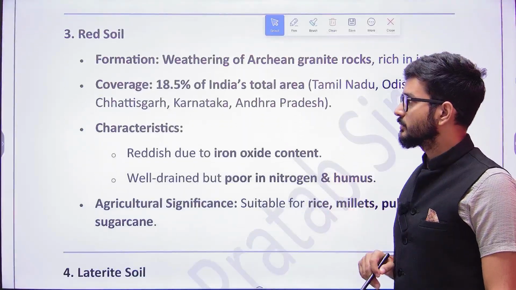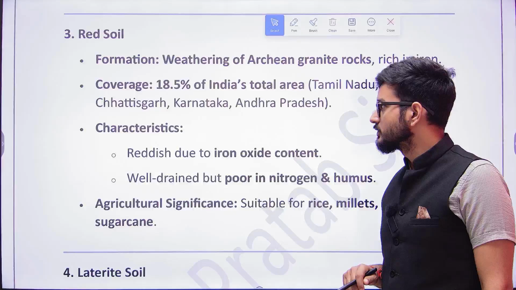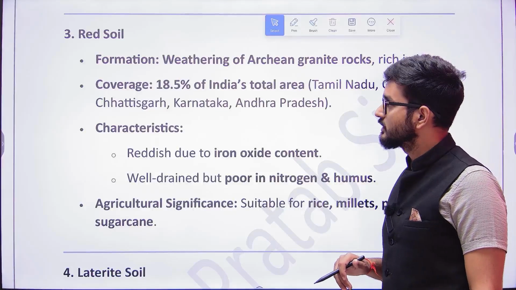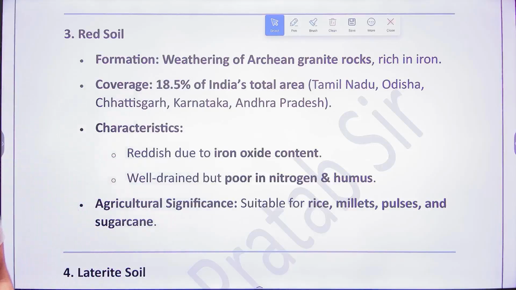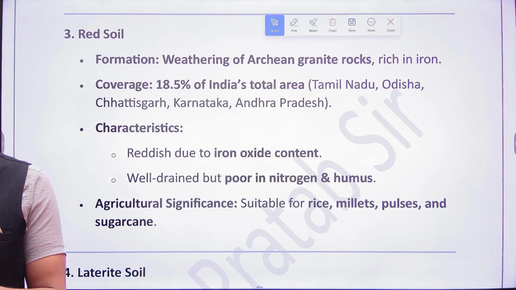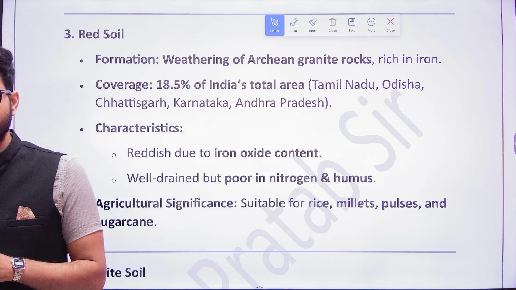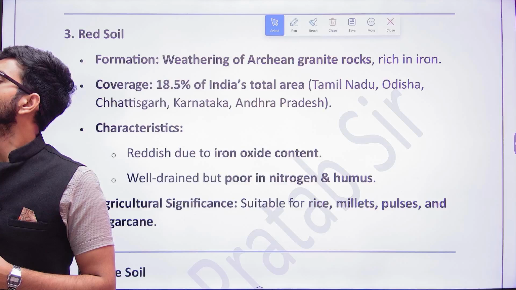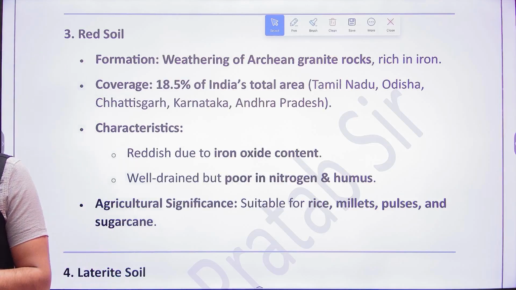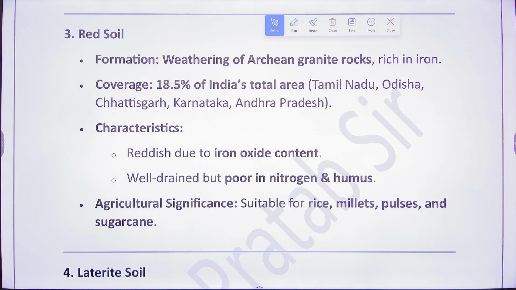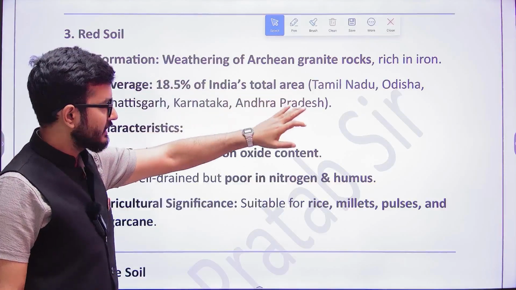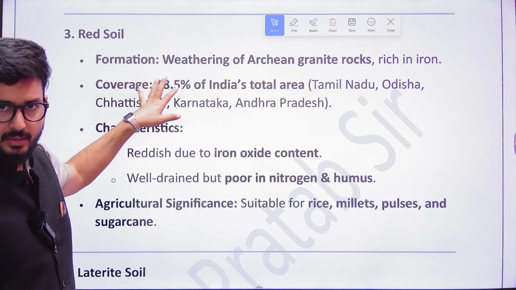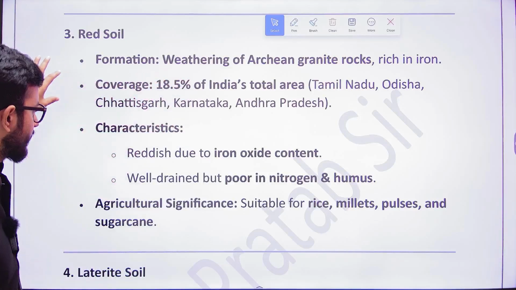The next one is going to be the red soil. When we talk about the red soil, where is it generally found? The red soil is going to be found in the areas where there are alkaline granite rocks. It covers 18.5% of India's total area, and where they are found, you need to map it up, because the examination shall ask you questions pertaining to this.